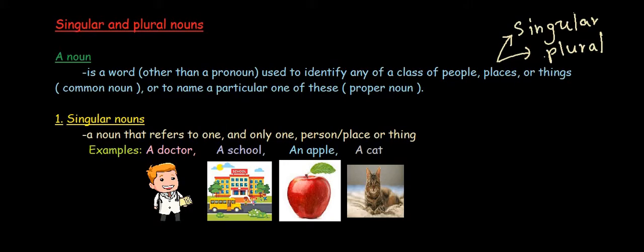Now let us talk about singular nouns. Singular means one. The word singular here refers to one. So singular nouns means one person, place, or thing. For an example, a doctor, one doctor. A school, one school. An apple, one apple. A cat, one cat. So this is the way we represent singular nouns.